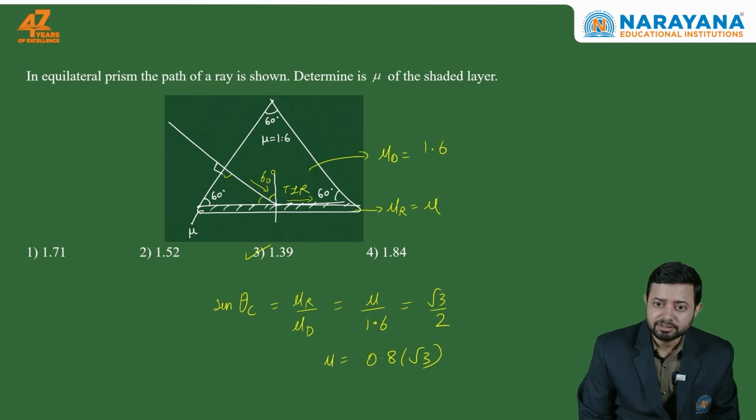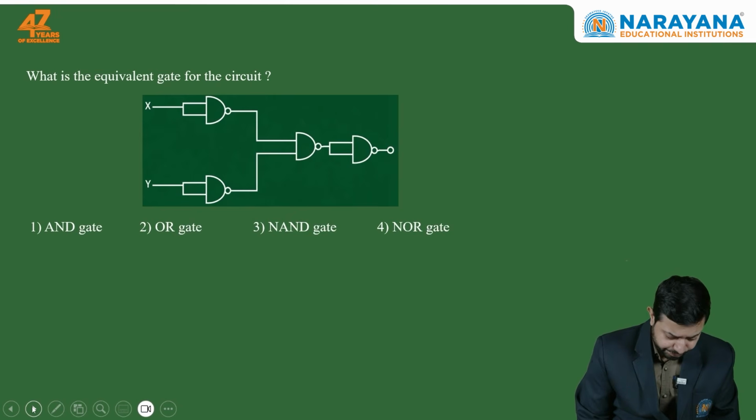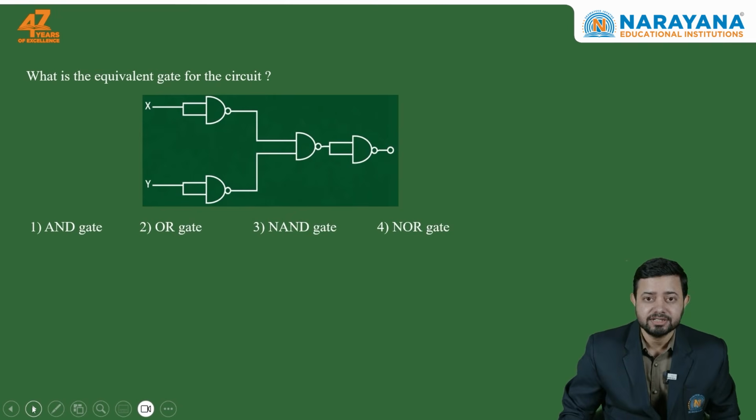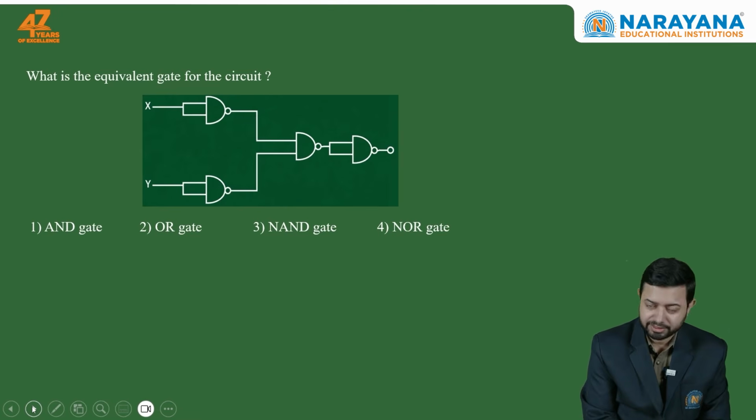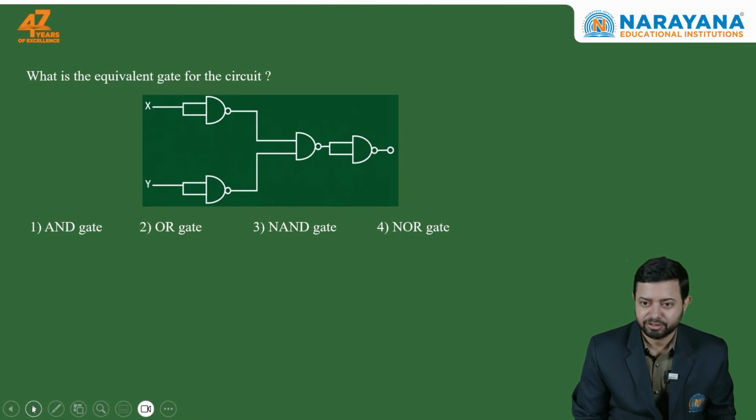Let's move to the next question now. This question is from the topic of logic gates. Let's have a look at this. You have to find the equivalent gate for the circuit. The best method will be to proceed with the truth table concept, and you can also apply Boolean algebra rules here.